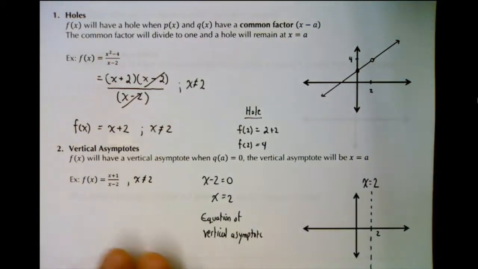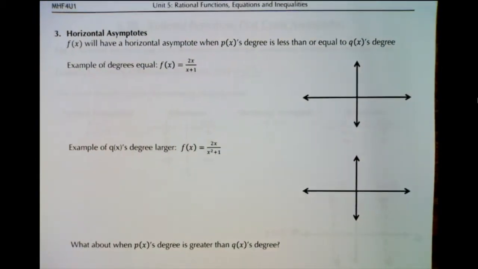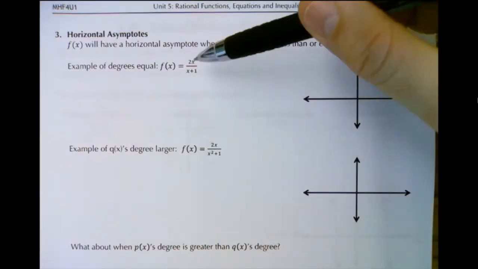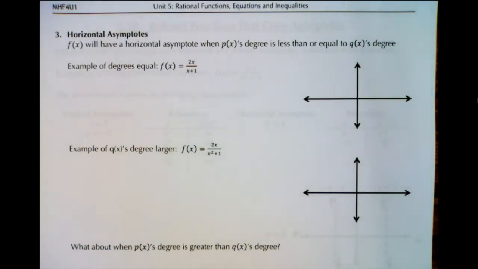Okay, that's 2 of our restrictions. Let's keep going. Our third type of restriction is a horizontal asymptote. Horizontal asymptotes occur in 2 cases. The first case is when the degree of the numerator is equal to the degree of the denominator. When the degree of the numerator is equal to the degree of the denominator, we have a horizontal asymptote.